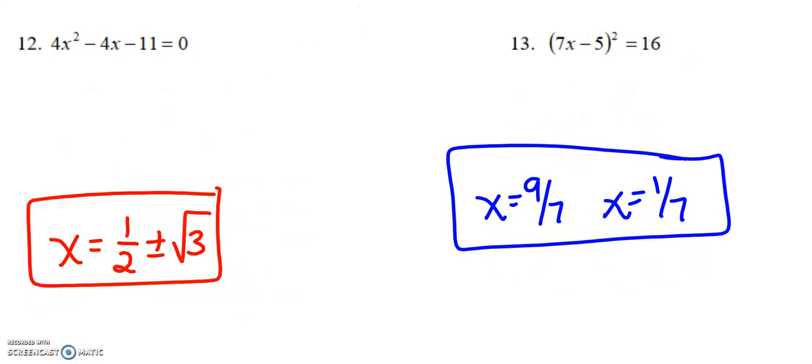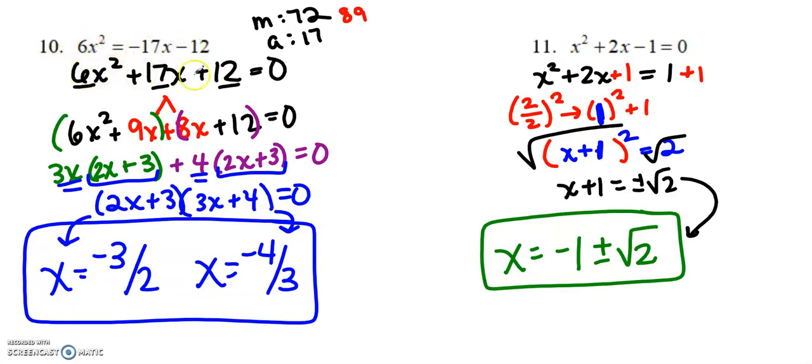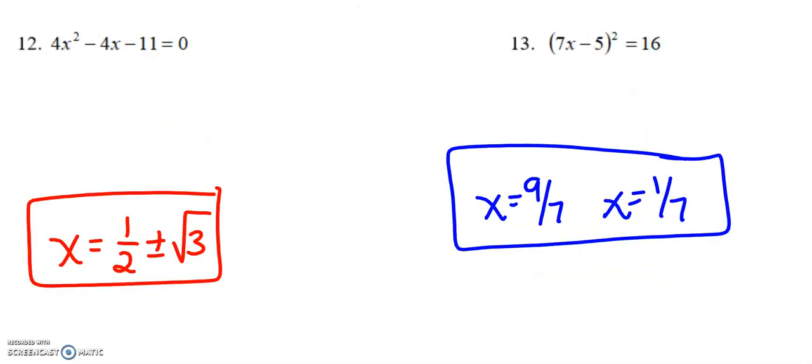All right, number 12. At first glance, try to take out a GCF. Not really going to help me here. Should have mentioned that, sorry, on number 10 also. There is no GCF because 17 is a prime number. No GCF here. So I could maybe try to split the middle. I'd be looking for things that multiply to negative 44 and add to negative 4. It seems like nothing I can think of off the top of my head. So I'm going to choose the quadratic formula.